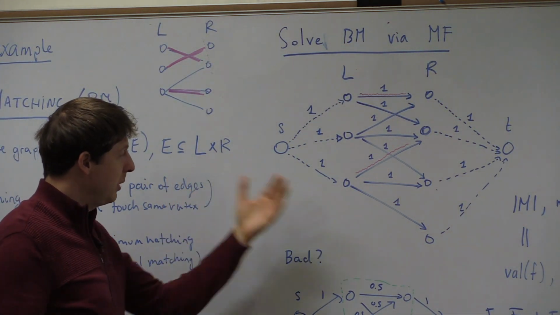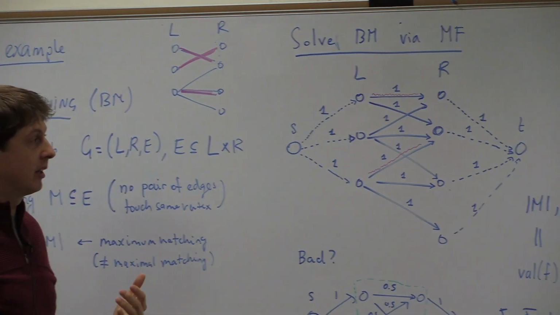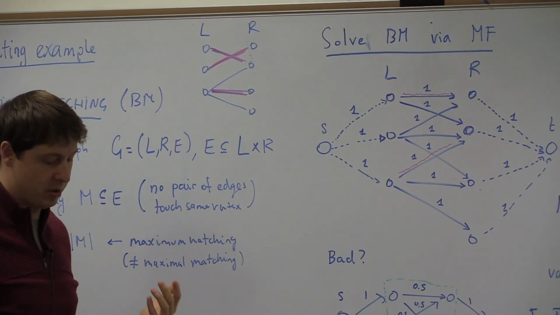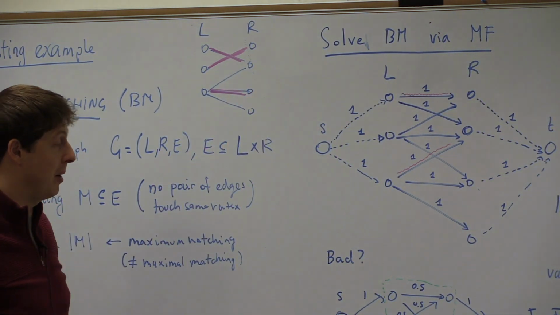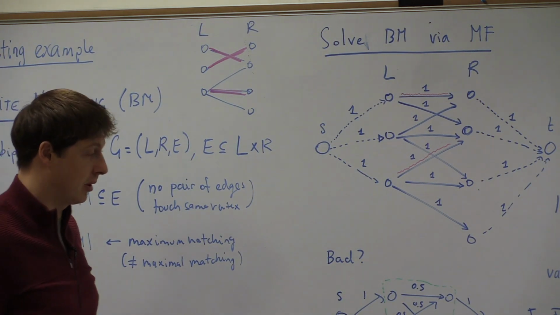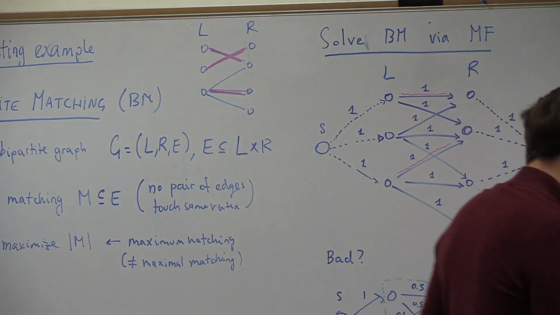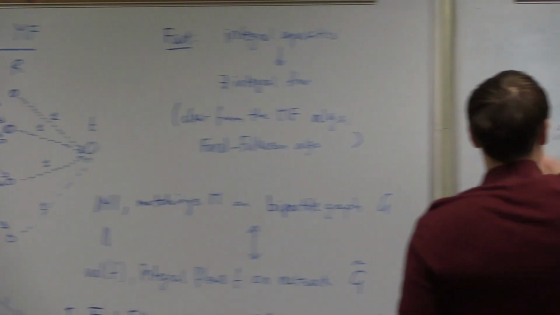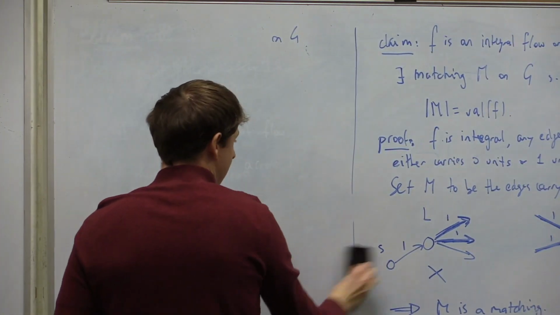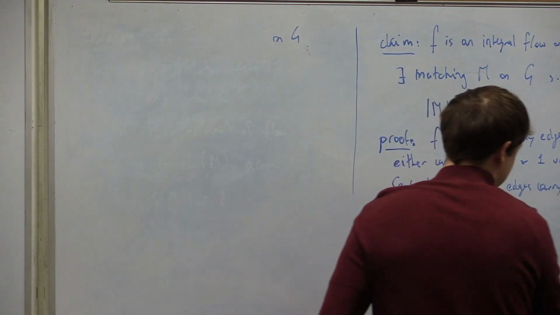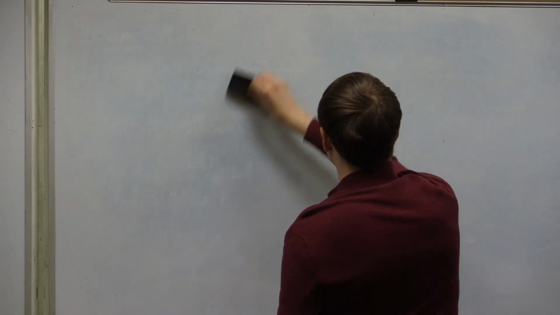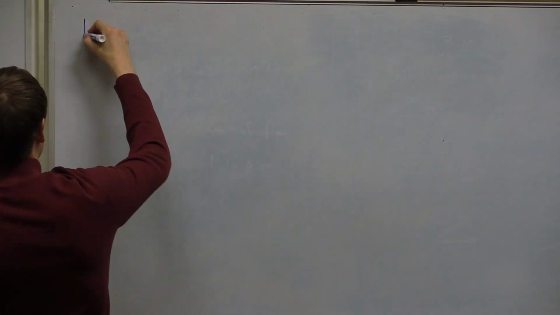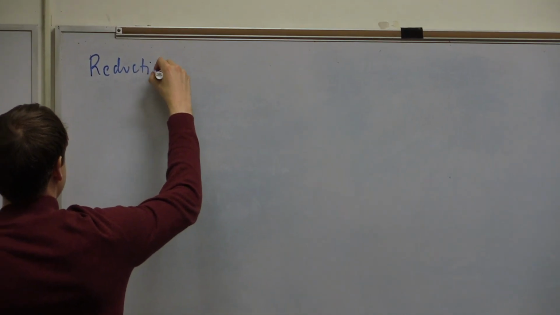These steps of pre-process and post-process can be abstracted away as a reduction. So we're now going to give a definition of reduction between two problems, in this case between BM and MF. So let's remove these two claims. And now we're going to talk about reductions formally. Reductions.